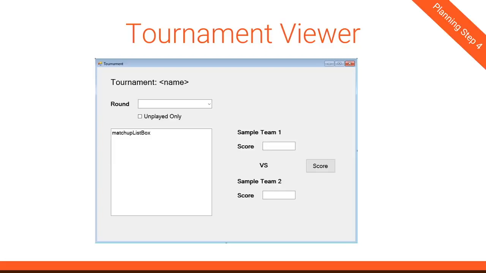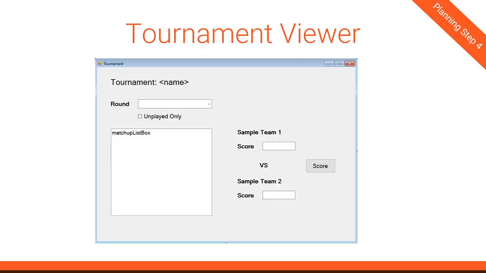Now, looking at it, I'm not sure that's my final design. I might want to change what that score button says and how those 2 boxes are laid out, just because I'm not sure it's totally clear with the score box versus the score button and how those 2 interact. And I want that to be very clear to the user that's using this form.